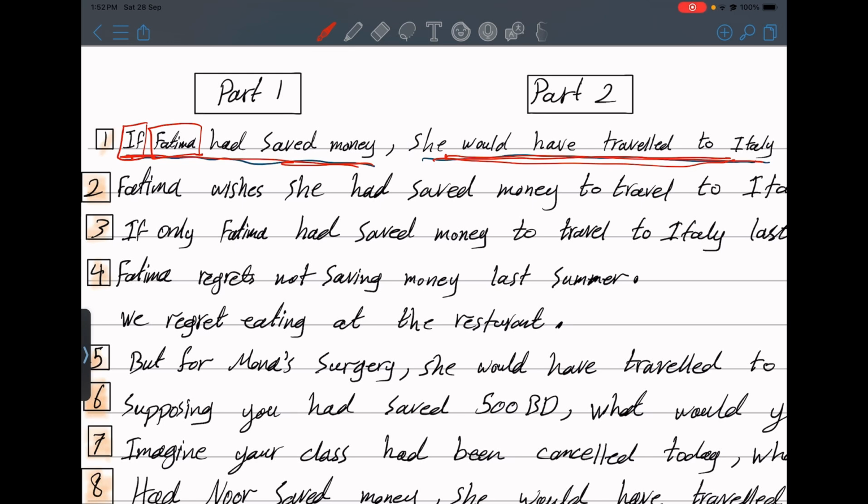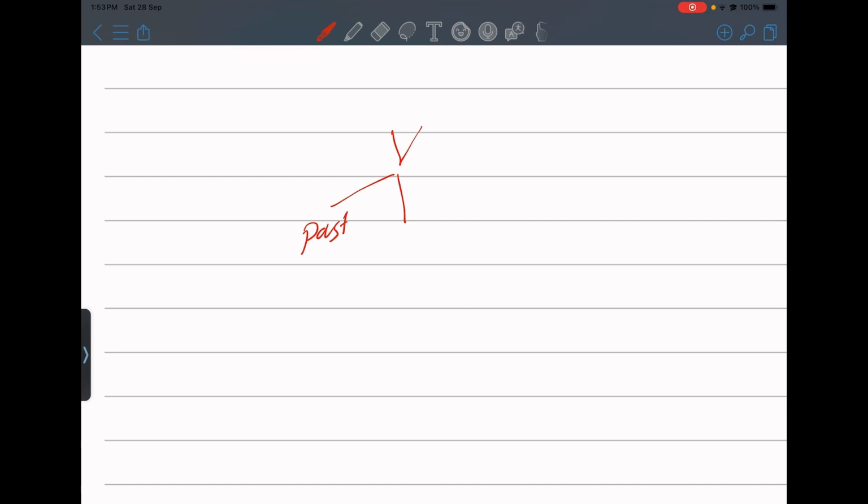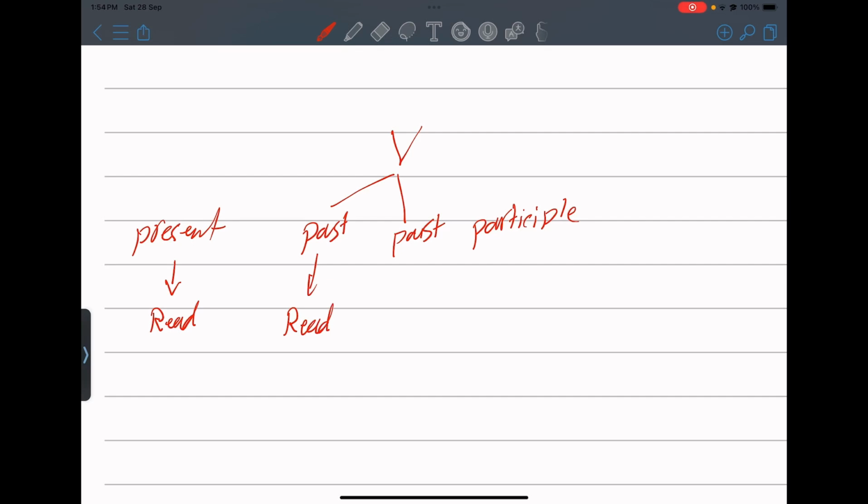And you have had, main, you have to write had. And then you have the past participle. If you don't know the past participle, you have past and past participle. For example, in the present, you have the word read. We want to change it to the past. We will say read, and the past participle is read.